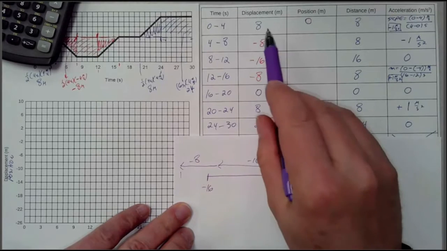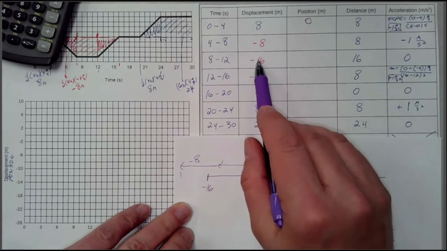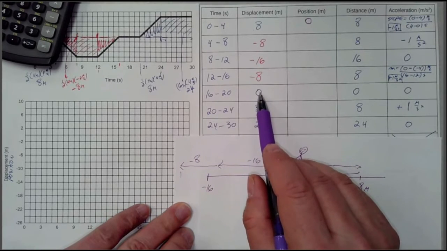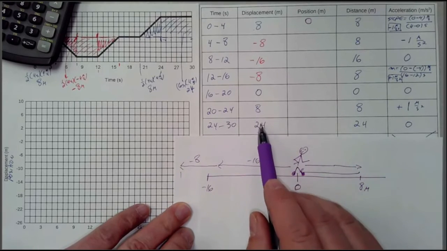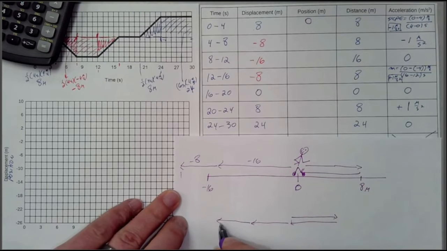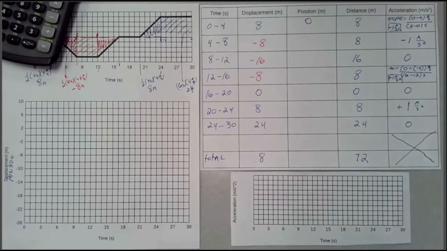So this person is going to the right, then they go left, then they go left again, then they go left again. They don't go anywhere. Now they go right, and then they go right again. So it's like they go this way, they go this way, they go this way, like that. All right, they go nowhere, then they go this way, and then they go this way. This is what this person's doing.